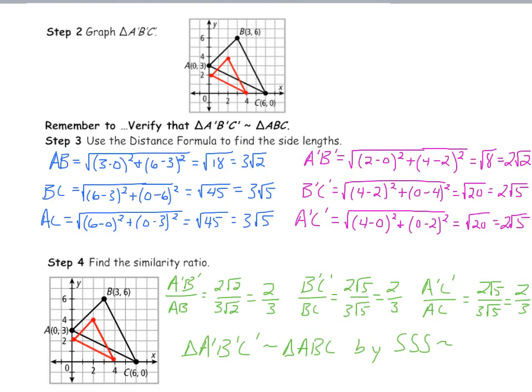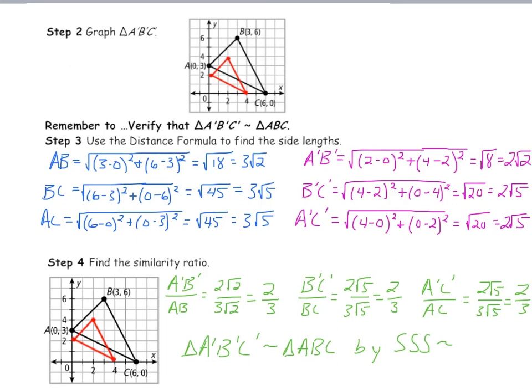Okay, so after all of that work with finding all of the distances and the similarity ratios, I'm going to run you through how we found out that these two triangles are similar by side-side-side similarity. For my distances, I used blue to represent the original triangle they gave us, ABC. So AB was a distance of 3√2, BC was a distance of 3√5, and AC was a distance of 3√5. For A prime B prime, I got 2√2, and B prime C prime and A prime C prime were both 2√5. So that was for our distances.